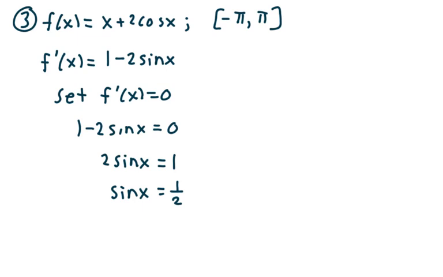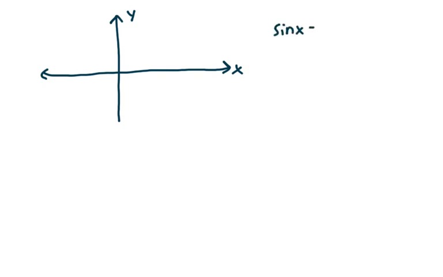Now remember, you're on the interval from negative pi to pi. Okay? So where is that pictorially? So here's y, here's x. Now, remember that sine of x equals 1/2. Well, we know that x can be pi over 6. That's right here, right?